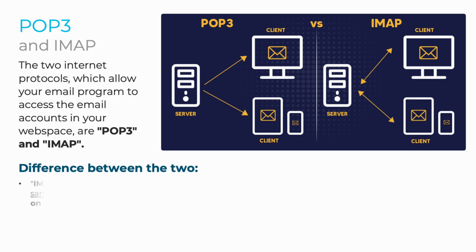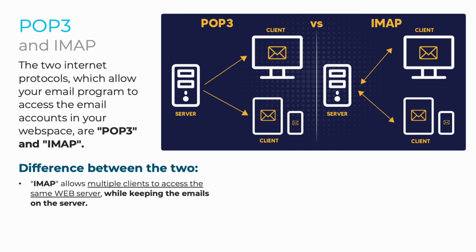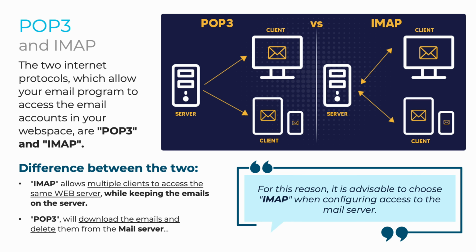The difference between the two is that IMAP allows multiple clients to access the same web server while keeping email on the server, while POP3 will download the emails and delete them from the web server. The emails will therefore no longer be available to another client. For this reason, it is advisable to choose IMAP when configuring access to the mail server.